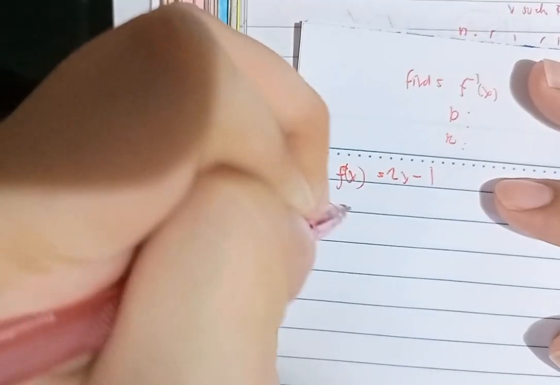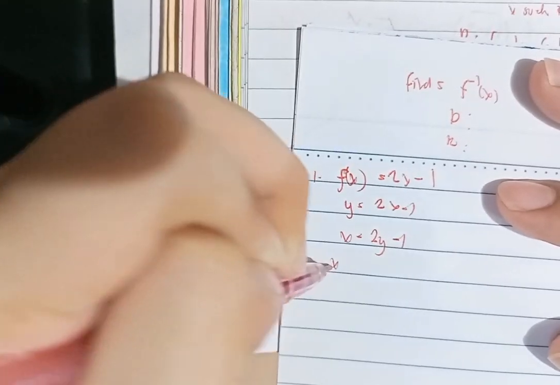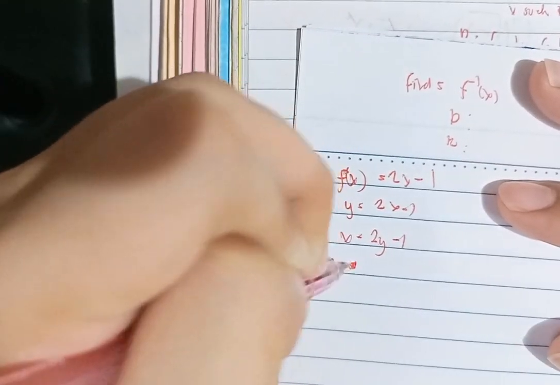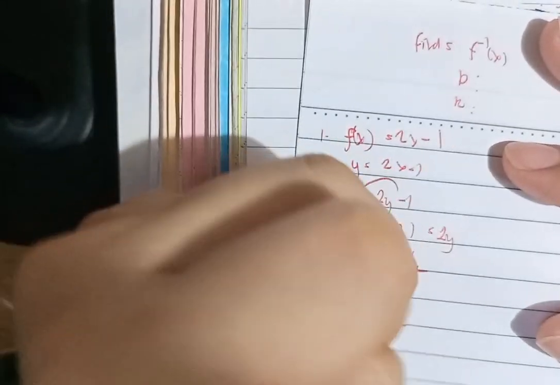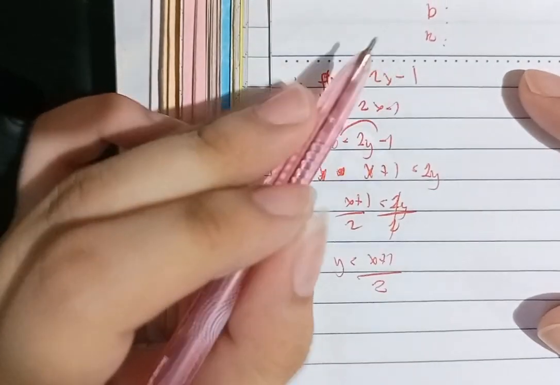So, f of x gawin mong y equals 2x minus 1. Pagpalitin mo yung x and y, so we'll have x equals 2y minus 1. Oh, nagkamali ako. So, lipat mo yung negative 1 sa kabila. So, magiging x plus 1 equals 2y siya. And then, we need to isolate y. So, divide both sides by 2. So, we'll have y equals x plus 1 over 2.